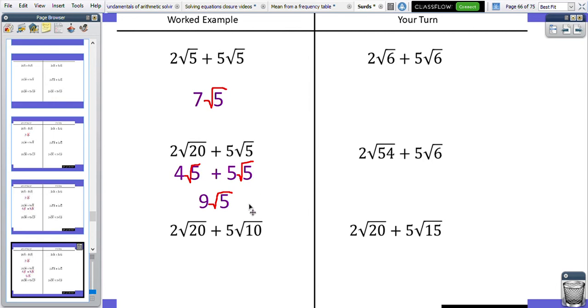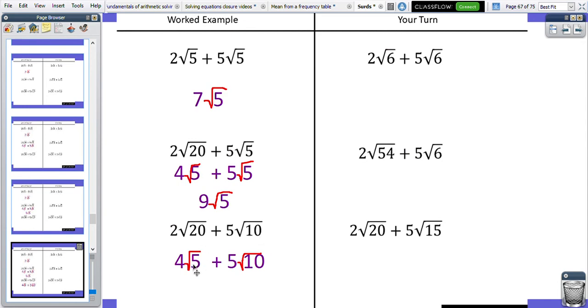In this third question, it's a little different. My surds are different, so root 20 is different to root 10 clearly. What I need to do is fully simplify each surd. 2 root 20 I have already simplified, that gives me 4 root 5. I cannot simplify 5 root 10 any further. I know I can't simplify 5 root 10 because there are no square number factors which go into root 10.